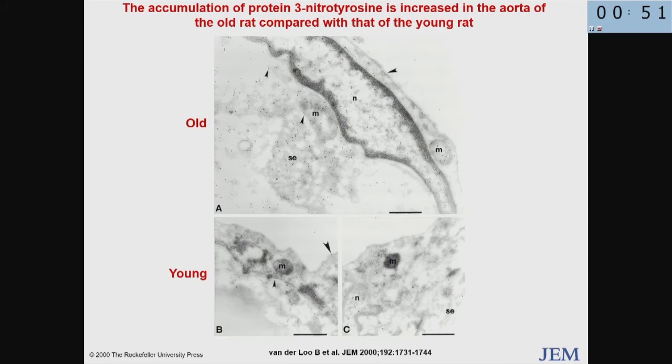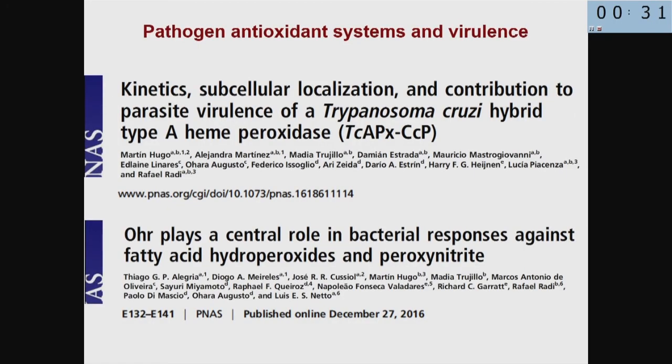I don't know if you can see well, but you can see the paper. Many of the organelles are nitrated, the dots are gold particles, and especially mitochondria are nitrated throughout the aging process. And this is the normal aging process. This is not pathology. Just to end, to show you two applications.